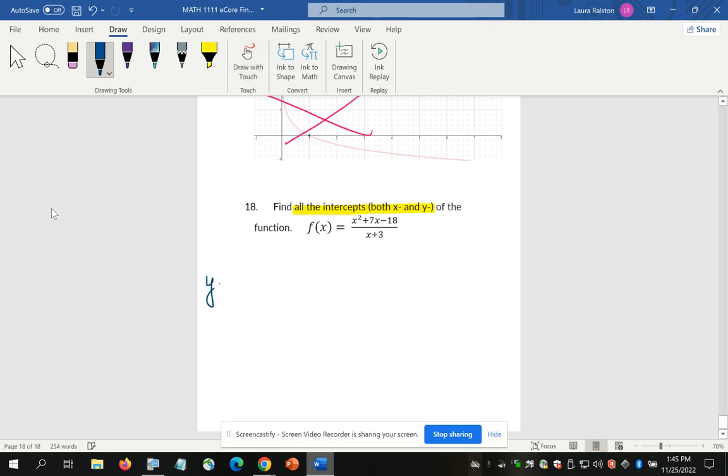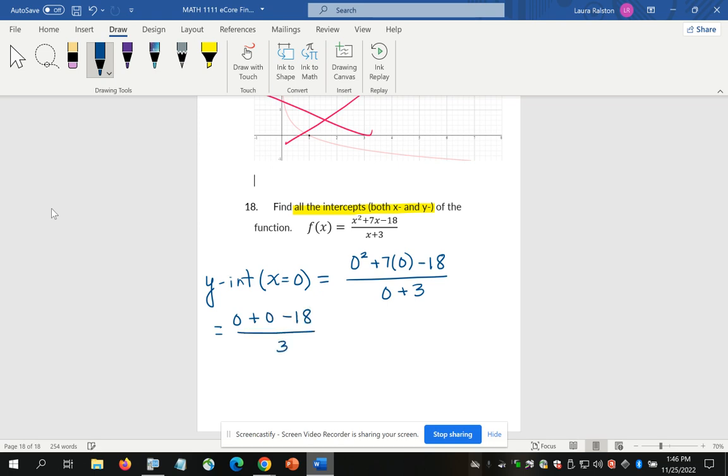The y-intercept, remember, is found by letting x equal 0 and we solve for y. So if I do that, I would have 0 squared plus 7 times 0 minus 18 all over 0 plus 3. So we'd have 0 plus 0 minus 18 over 3. It gives us negative 18 over 3, or negative 6. So our y-intercept is 0, negative 6.